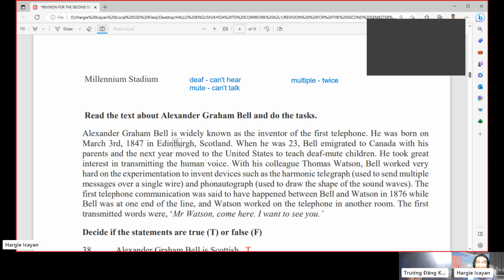He is the inventor of the first telephone. So that would be the best answer if the question is, who is Alexander Graham Bell? Where was he born? He was born in Edinburgh, Scotland. In what year was he born in Edinburgh, Scotland?